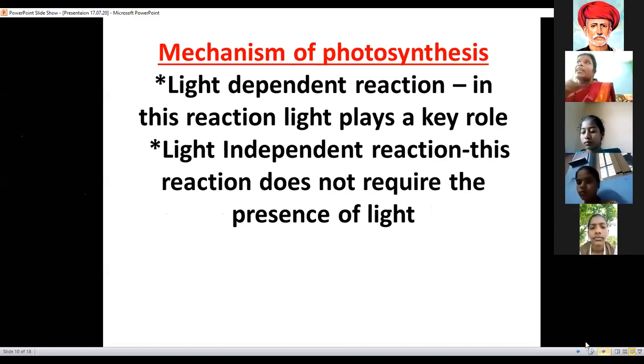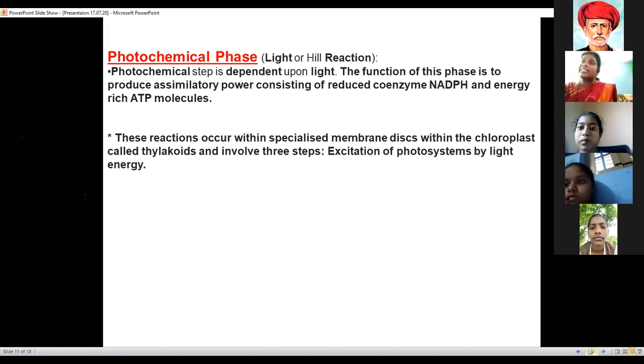Next, the mechanism of photosynthesis. Very important topic. There are two ways. The first one is the light dependent reaction, and the second one is the light independent reaction. In the light dependent reaction, light plays a key role. Light is present. The next one is the light independent reaction. This reaction does not require the presence of light.